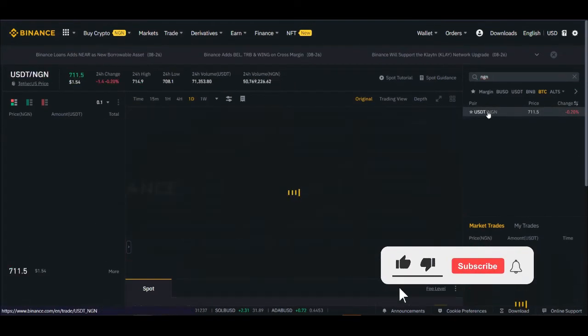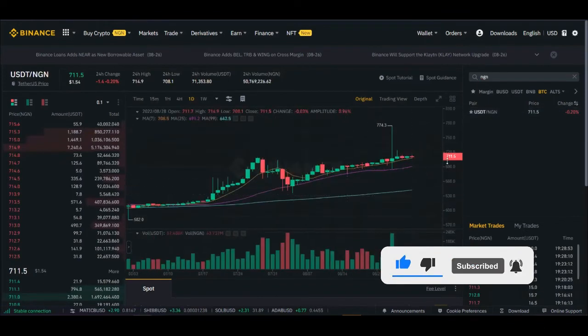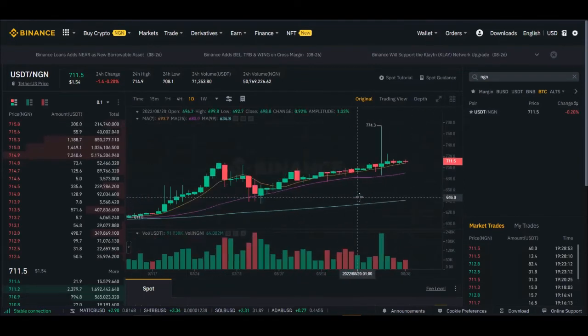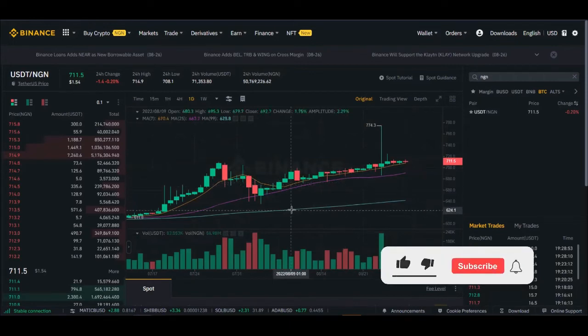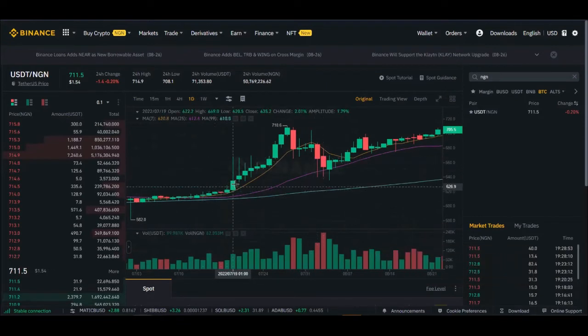So if I click on it, this is the chart we are looking at right now. This is the USDT NGN chart. So how do you take advantage of this? Let me come down here. I am now on the daily time frame.